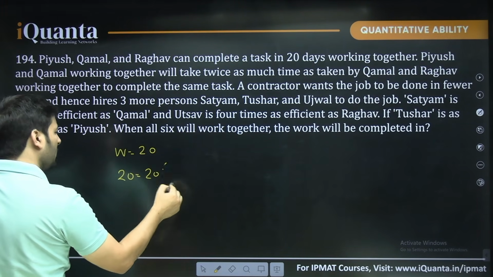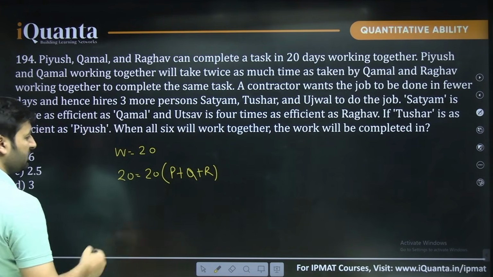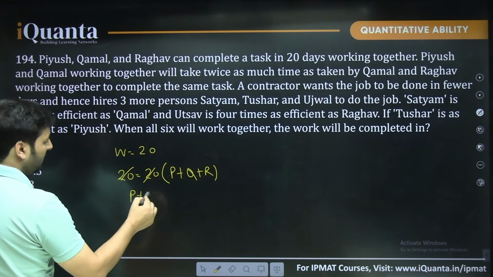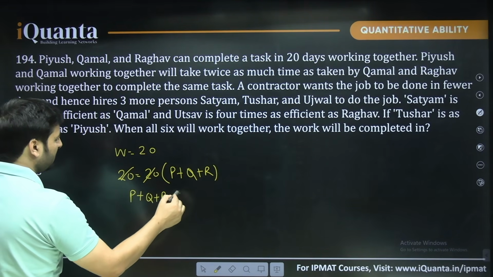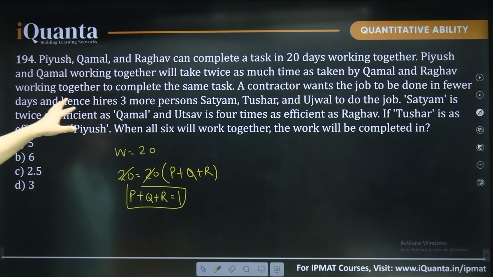So can I say that they complete this work 20, right, when for all 20 days P, Q, R, all 3 work? This is one equation formed. So can I say that P plus Q plus R is equal to 1? Yes or no? Now Piyush and Kamal working together.